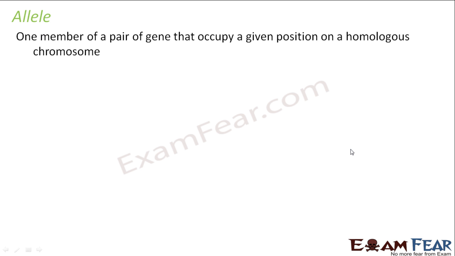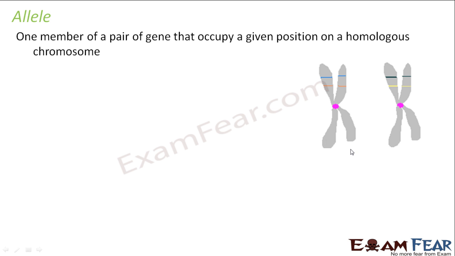Now, allele is one member of a pair of genes that occupy a given position on a homologous chromosome, because we saw that when you take the example of the homologous chromosome, what do we see here? In this homologous chromosome, this blue color and this dark blue color all represent the same gene, right? But they are present in pairs. This is one member of the pair, this is another member of the pair. So allele is one member of a pair of genes that occupy a given position on a homologous chromosome.